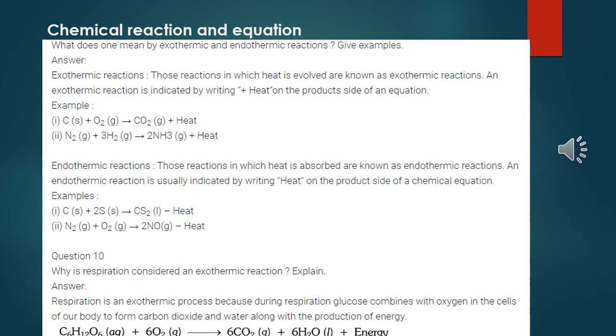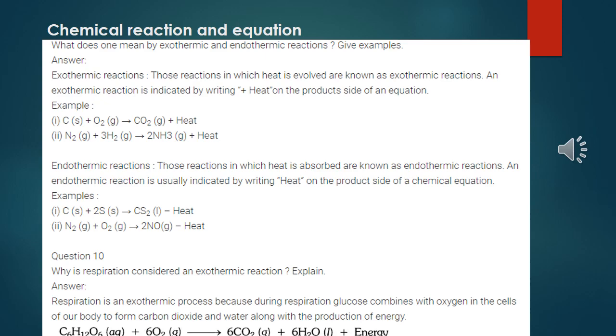Give example. Just now I told you that any reaction, if heat is produced along with the product, then it is exothermic reaction. If any reaction absorbs heat, then this reaction is called endothermic reaction. So here you can see, exothermic reaction: those reactions in which heat is evolved are known as exothermic reactions, and exothermic reaction is indicated by writing plus heat may produce.